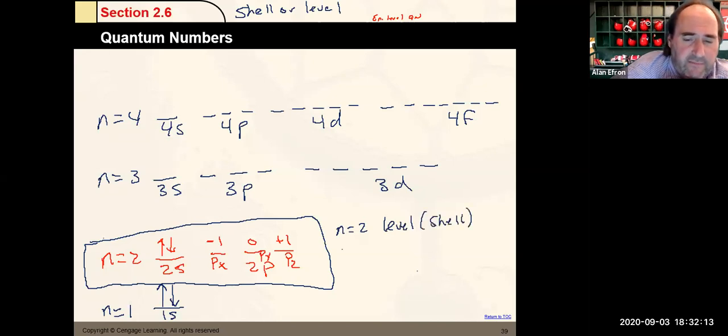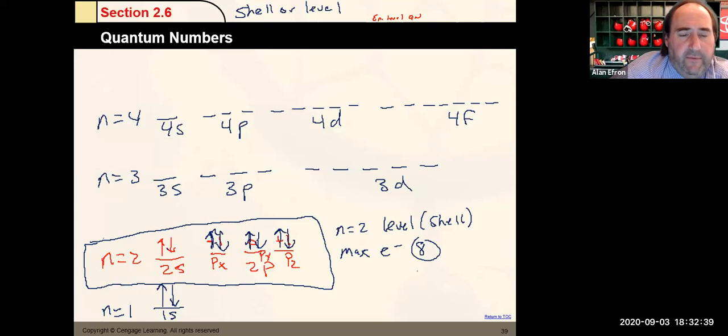You can see if we maxed out the number of electrons and filled up that entire shell, we would have 2 here, 1 there, 1 there, 1 there, and it would come back and pair off. We would have 2, 4, 6, 8 electrons if we maxed out that n equals 2 level.